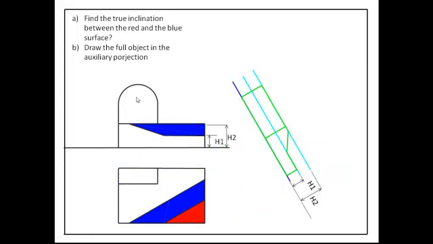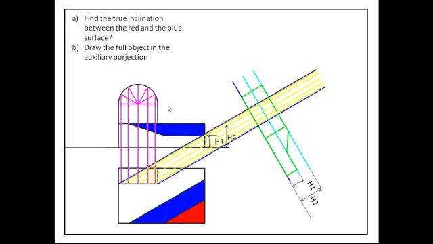Now we want to deal with the curved surface here. So to do that, we must remember that when we draw it in an auxiliary, the circle becomes elliptical. So to do this, we must put in 30 and 60 degree lines which divide the circle up into equal parts. We then bring these parts down to the plane and project them up to the auxiliary elevation.